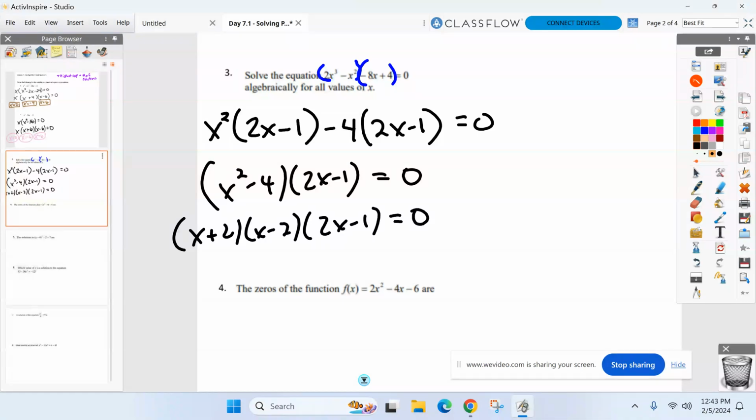And then, all right, real quick, I understand that -2 and 2 will be answers. What's this one going to turn into? 1/2. Oh, you're right, yeah, 1/2, right? Just set it equal to 0 and solve. So 1/2.